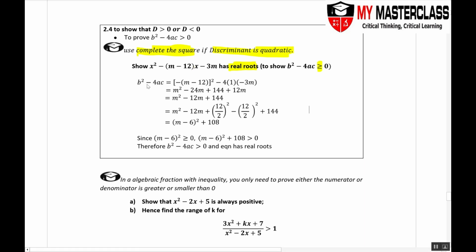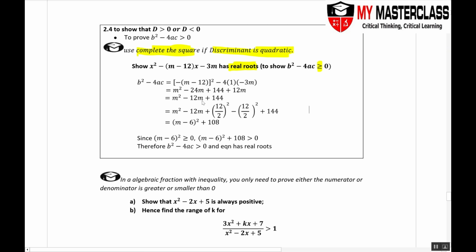So equate your b squared minus 4ac, sub in the values. When you expand and simplify, you'll get m squared minus 12m plus 144. But there's no way I can show that this is more than 0 directly.